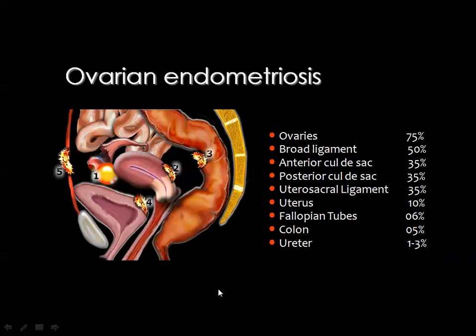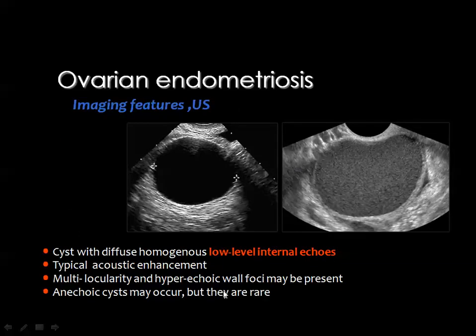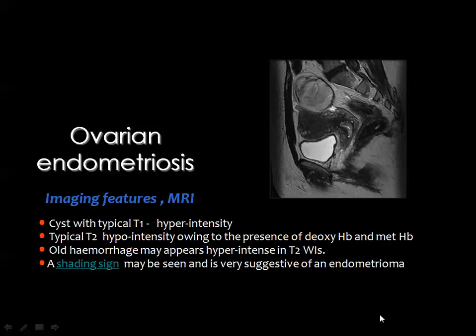And frequently, the endometriotic cyst will appear like this by MRI, by ultrasound. This is the simple cyst, which is anechoic with posterior acoustic enhancement. But the endometriotic cyst containing blood will appear with internal echoes, as you can see, with no posterior acoustic enhancement.